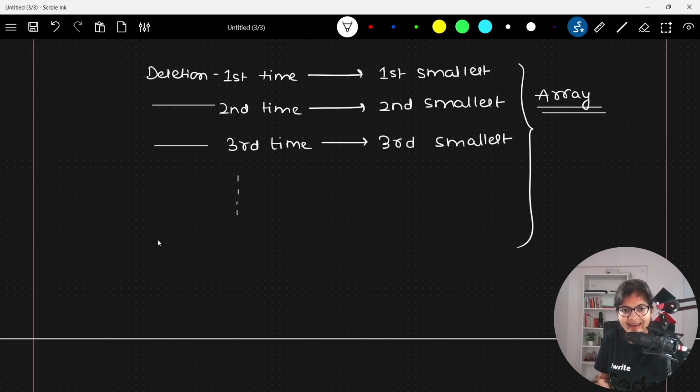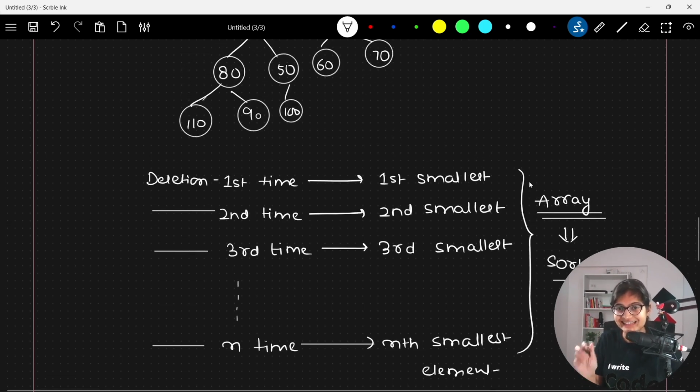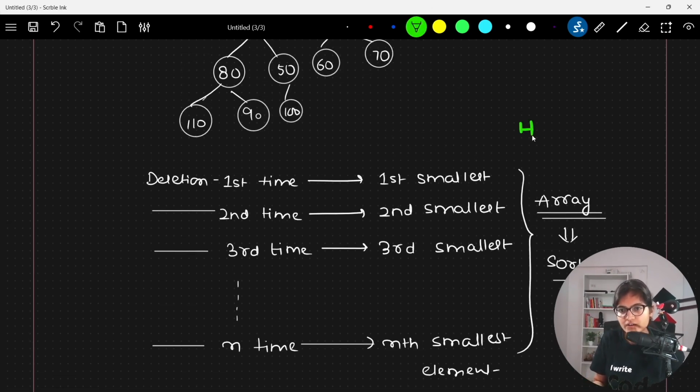Suppose you will be having n elements. So nth time when you will call the deletion, you will be getting the nth smallest element, right? So can I say that the way you will be able to get the first, second, third, fourth smallest, and so on, you will be able to get an array which is a sorted array? Can I say like this, that you will be able to get a sorted array? Yes. And this is what the logic of a heap sort says.